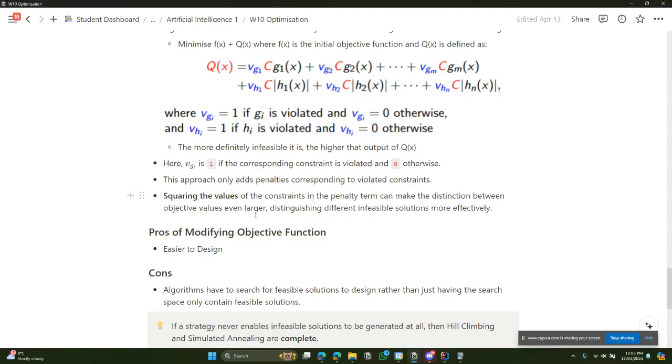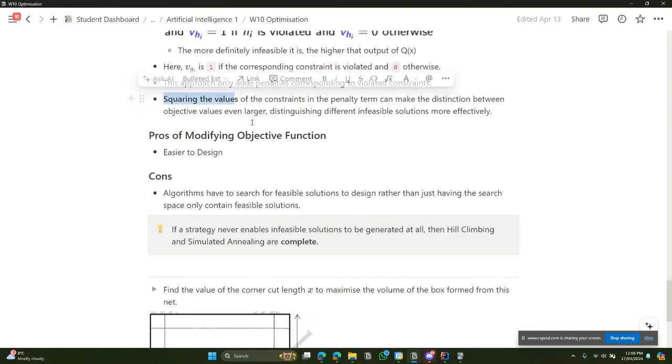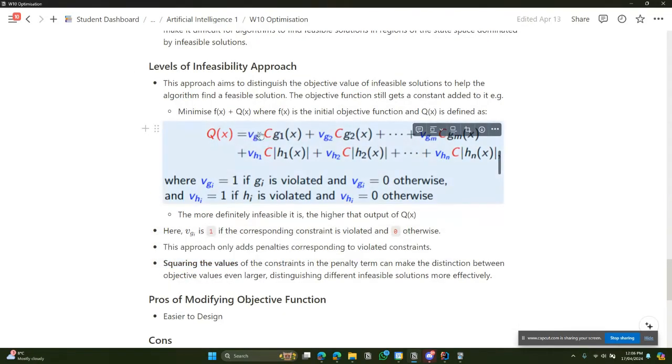If we square them, we get a bigger span of solutions, and that means we can more effectively distinguish, and minor differences in the constraint would make a much bigger difference in the q of x if we've squared all of them, which can be good or bad. But that's just one of the techniques that's sometimes used. So sometimes you'll see that it's CGI of x all squared. Here they've used mod bars instead, but sometimes they square it as well.